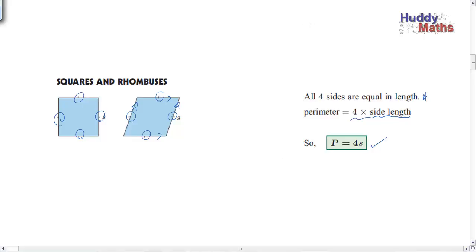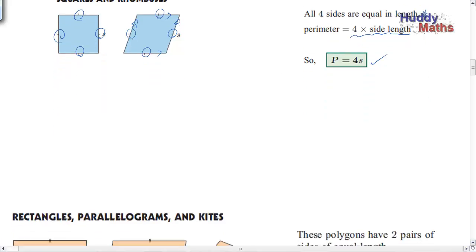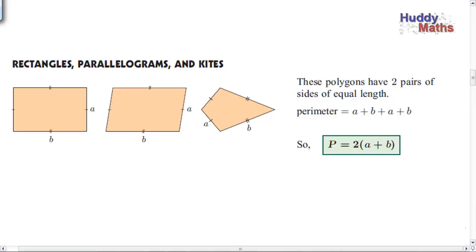Have a look at that. Okay, let's have a look at some other ones where you can do a bit of a shortcut to find the distance around the outside. A rectangle has 2 sides equal there and 2 sides here. So it will be 2 lots of B and 2 lots of A. Or A plus B plus A plus B. 2 lots of A plus B, if you like.